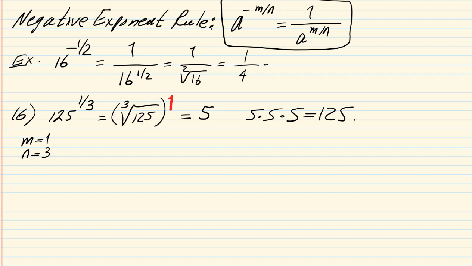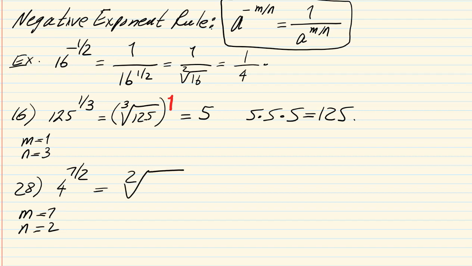Let's take a look at number 28, for instance. In number 28, I have 4 to 7/2. So again, in this one, m is the numerator, and n is the denominator. Here's the n. The denominator becomes the index. Then you write a, the base, in the exponential form. And then, of course, 7 goes on the outside. Notice this is much easier to do than the alternative, which is to write it as a square root of 4 to the 7th. Square root of 4 is 2. The answer is 2 to the 7th power.